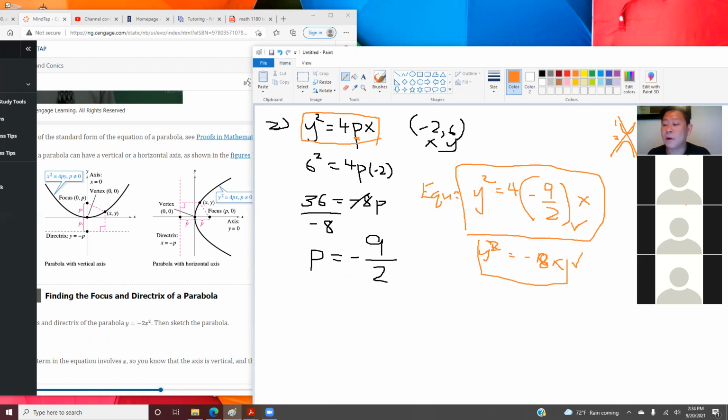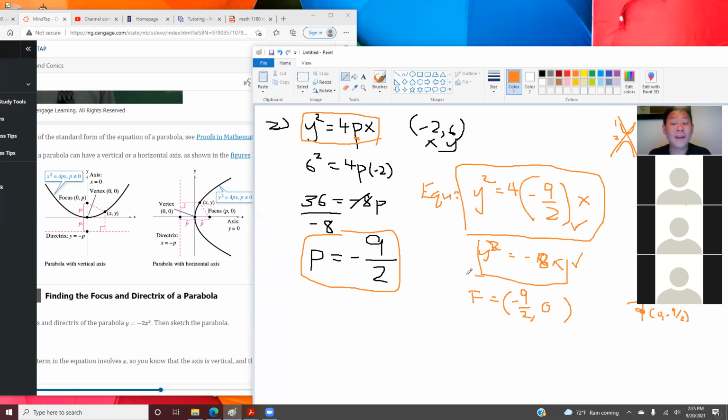So as you know, your focus point is right here, and this is your p. Can someone tell me what your focus point is here? It's the coordinates. P in this case is negative 9/2. The focus point is 0, negative 9/2, which is wrong. It should be negative 9/2, 0.